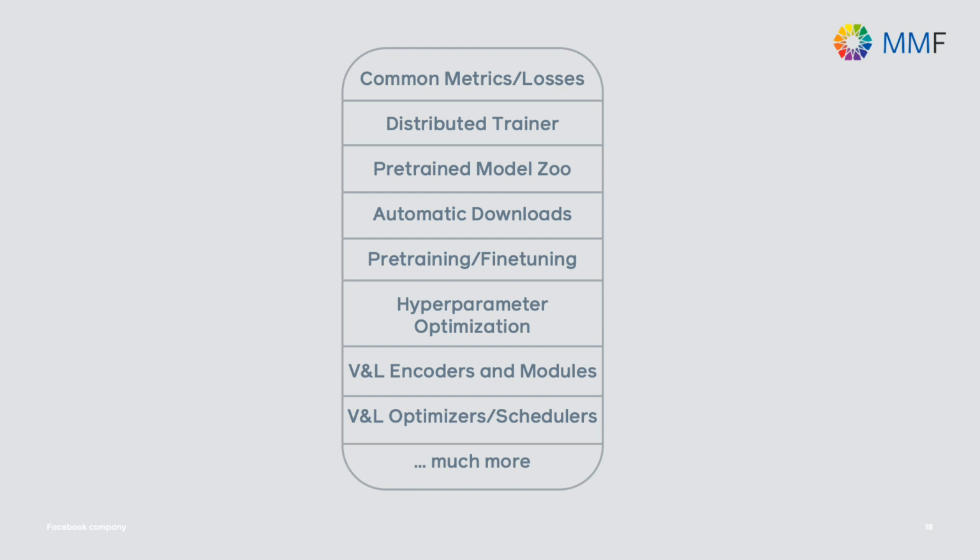We have a lot of V&L encoders and modules which you can use out of the box and plug into your model, try different encoders, and see how they work with your system. Then we also have V&L optimizers and schedulers customized for our use cases as well as regular V&L use cases. You can also add your own optimizers and schedulers. So using MMF, we want you to focus on what matters most. That's your model, and we will take care of the rest. You don't need to set up all the boilerplate code again and again. You can focus only on your model, and the rest we handle for you.